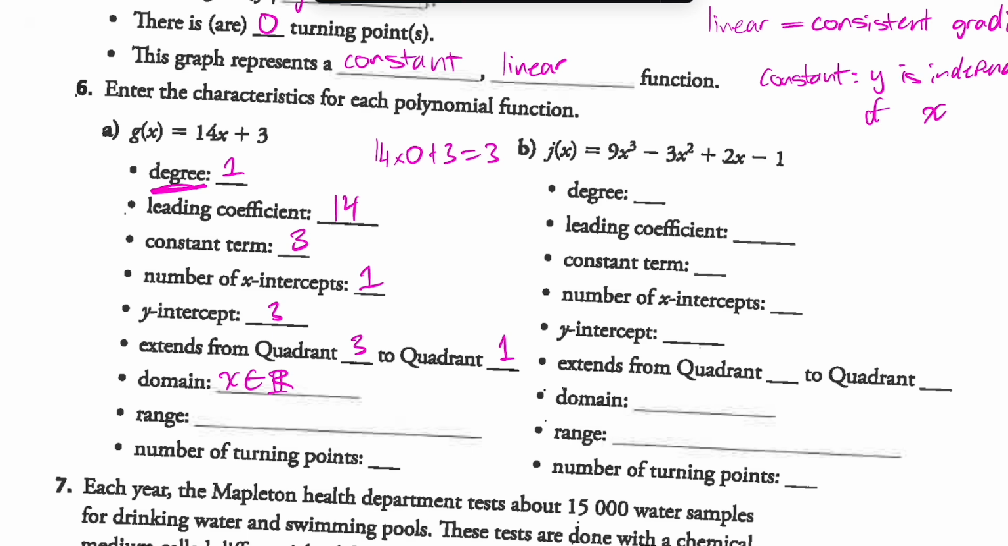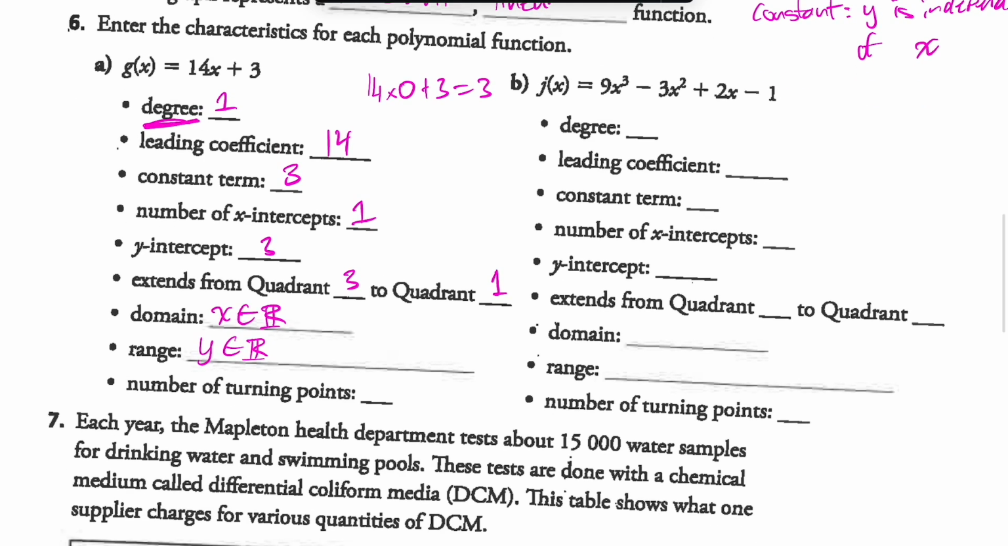And the range, same thing. I should really stop erasing the whole thing. The range, this can keep going up and it'll always line up with a y value, and this can keep going down, it'll always line up with a y value, so it is true for all real numbers. So y is an element of all real. Number of turning points, well, it's a straight line, we've been over that, so 0. There's no point where this goes from that to that, or that to that.